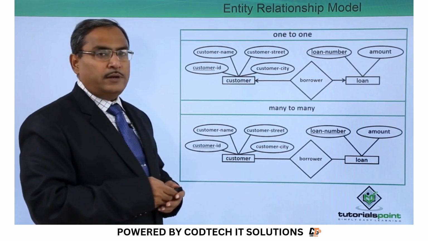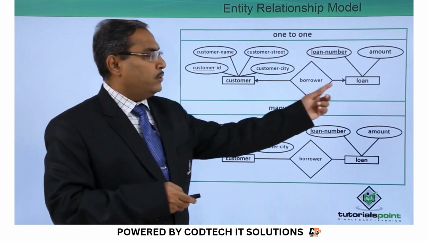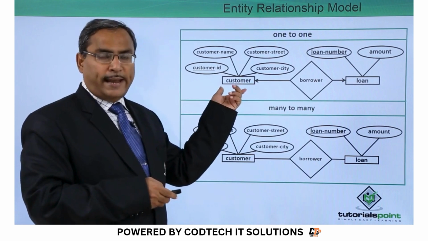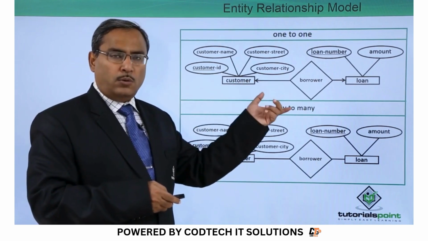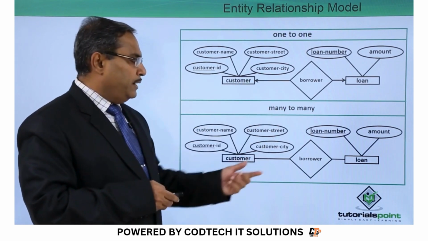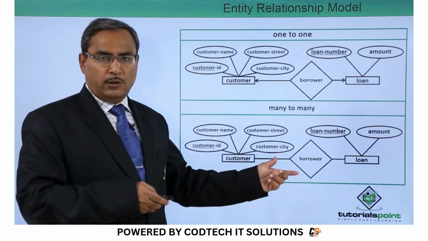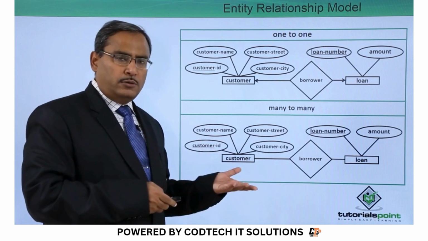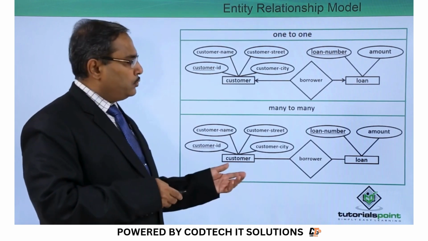Now let us consider one to one. Both sides have arrows, so that is one to one. It depicts that one customer can have a single loan and only one loan at a time. Many to many means multiple customers, multiple loans. That means this particular bank issues parallel personal loans or group loans at the same time.